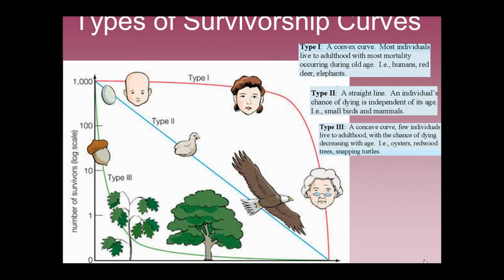Type 2 survivorship curves have a relatively constant decline in survivorship throughout the species' lifespans. And then type 3 survivorship curves have a low survivorship early in life, with few individuals reaching adulthood, and these tend to be R-selected species.